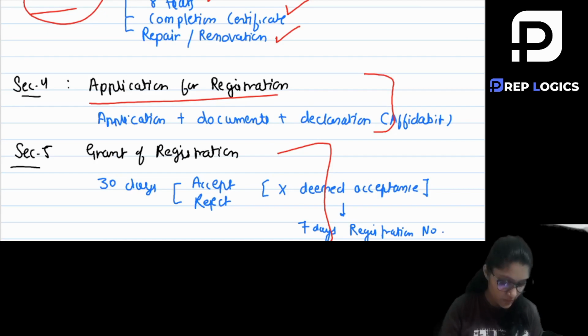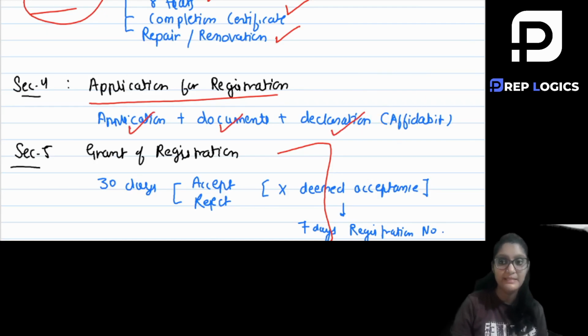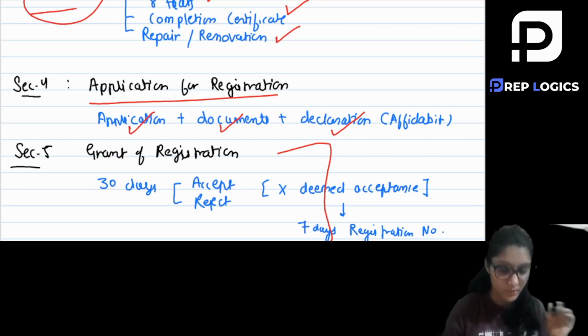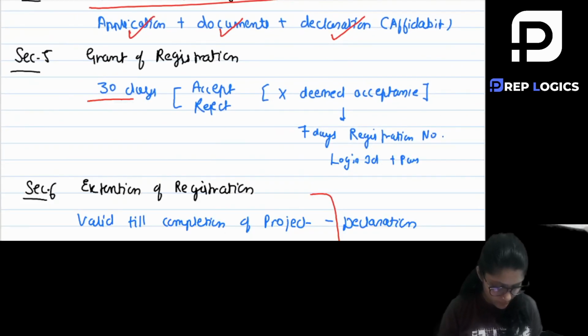Now for application for registration, he needed to give the application, some documents and some declaration. What are these documents and declaration? We will understand it further also. Now within 30 days of the grant of registration, he needed to accept it or reject it.